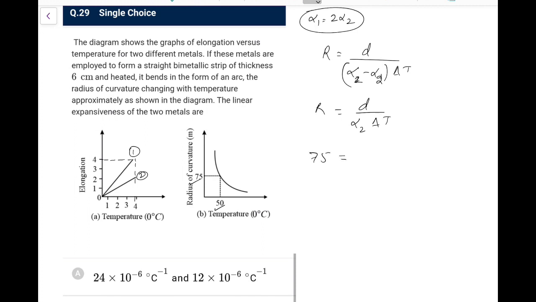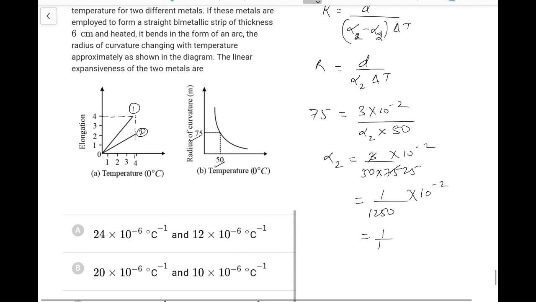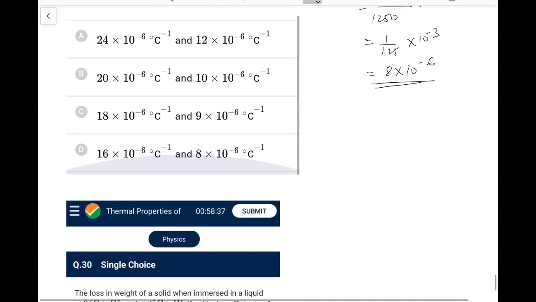d would be 3 centimeter. Alpha 2 we can find out from here, delta t is 50. So alpha 2 comes out as 3 upon 50 into 75 into 10 to the power minus 2. So this is 25 into 5 is 125 into 10 to the power minus 2. So 1 over 125 into 10 to the power minus 3, or I can write it as 8 into 10 to the power minus 6. So the other one would be 16 into 10 to the power minus 6. You can directly go for it.